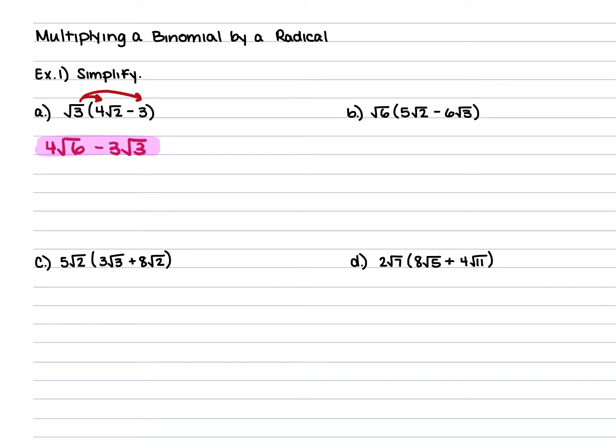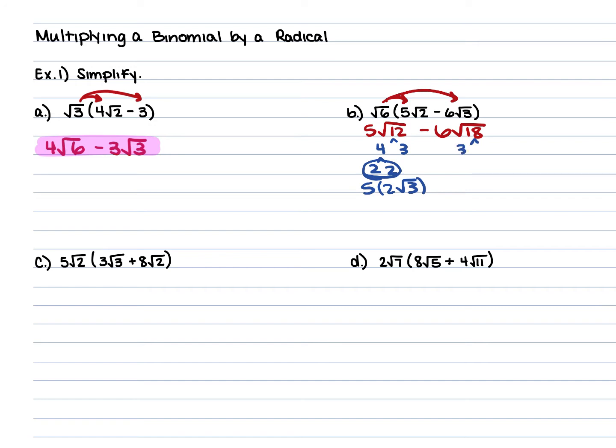For example B, we have the square root of 6 times 5 square root 2 minus 6 square root 3. When we distribute this in, this is going to give us 5 square root 12 minus 6 square root 18. We do need to simplify this. That 12 is 4 times 3. The 4 is 2 times 2, so those 2's will pair up. We have 5 times 2 square root 3.